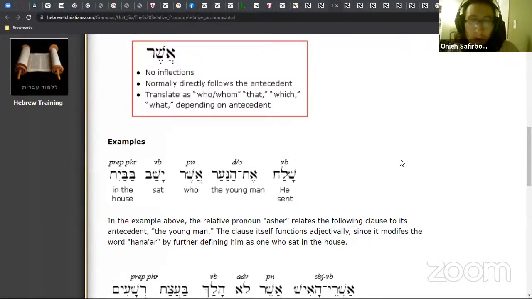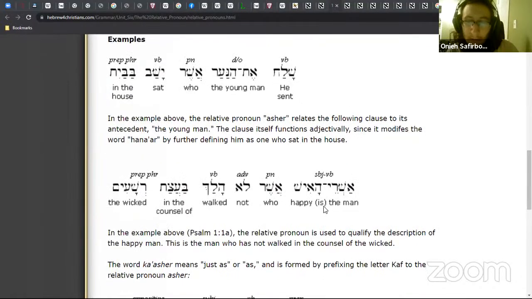So we are doing pronouns and adverbs and prepositions today. We're going to try to cover that. Yeah, we already heard the dogs, exactly. So right now we're on Asher, and like I said, it basically just means which.